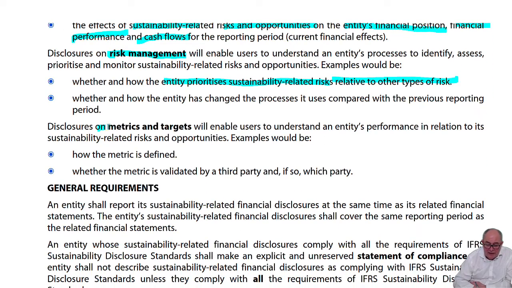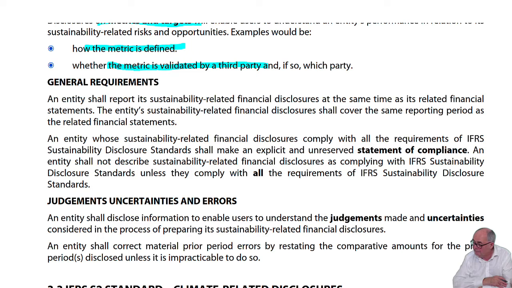And finally, metrics and targets. So, again, clarity about how those metrics are defined. So, if you've got number of serious water leaks, well, what's the definition of serious? And whether the metric is vouched in some way by some sort of assurance provider. That's an easier one perhaps to learn.